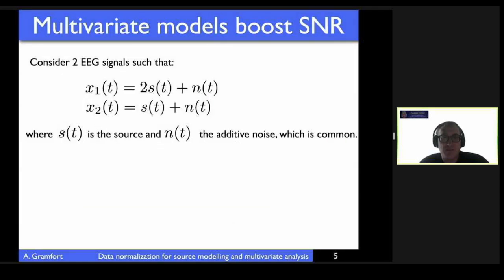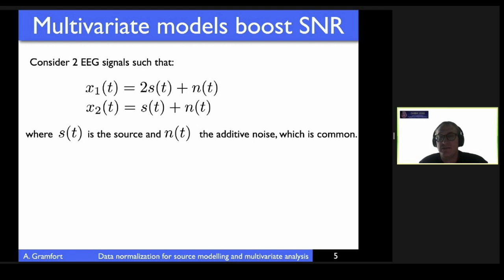Let me start with something quite basic in order for you to understand fully what's going on here. I insist on the fact that we look at multivariate models. So consider the problem of having two EEG signals. I'm going to call these signals X1 and X2, and I'm going to assume that X1 is 2 times a signal that I'm going to call S of t, plus some additive noise, which I call N of t. Now suppose that X2, which is another EEG signal, is just equal to the signal S of t plus the noise N of t. And the source and the noise are assumed to be the same and common between these two EEG signals.